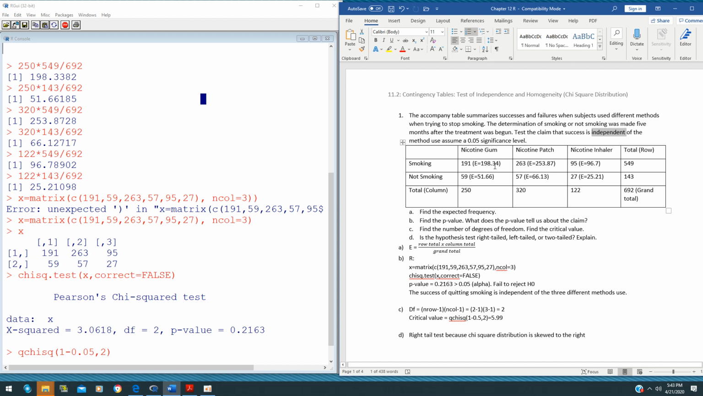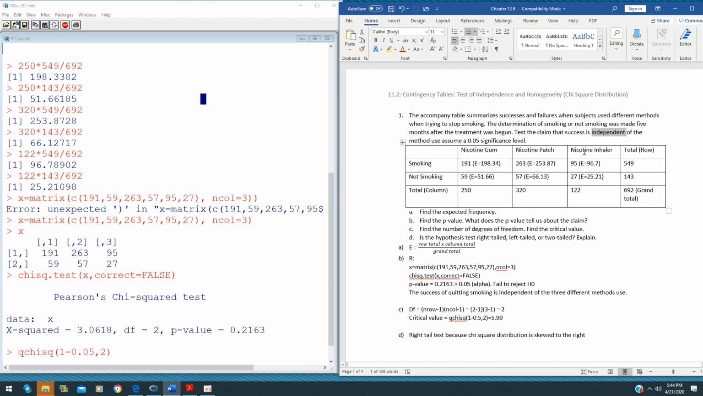So that's why you get 198.34. And then if you want to find the one for non-smoking with nicotine gum, you take 250 times 143 divided by 692. If you use your calculator, you get 51.66. And for the nicotine patch who is smoking, it is 320 times 549 divided by 692, and you get 253.87. And you repeat the same for non-smoking who used the nicotine patch: 320 times 143 divided by 692, which gives us 66.13.